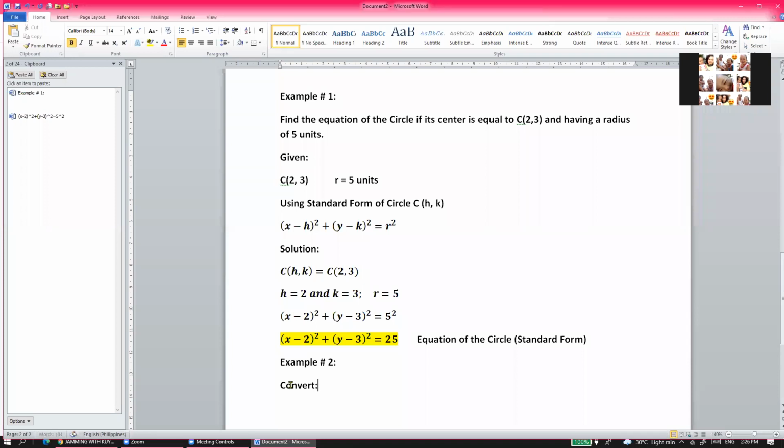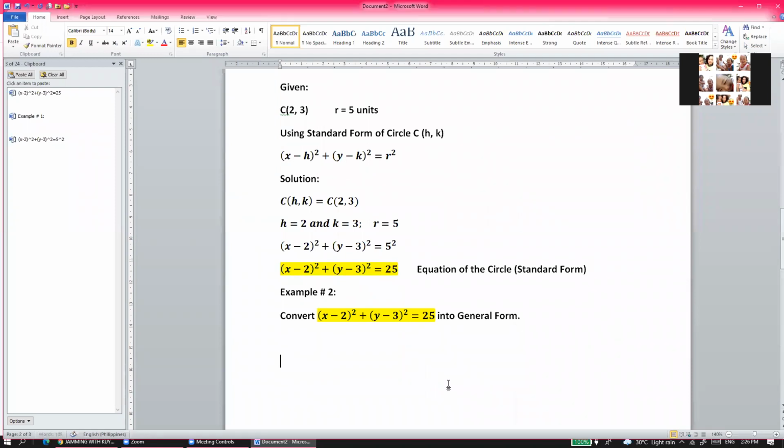Convert what? Convert natin yung ating given na ito. Copy. Okay, convert to its general form. Now, when converting to general form, may tinatandaan tayo palagi, may kailangan tayong i-recall.